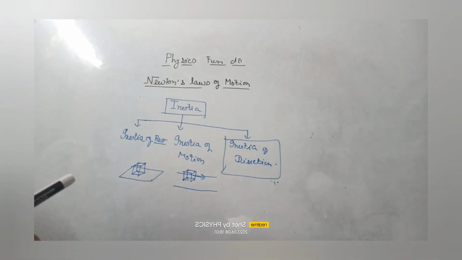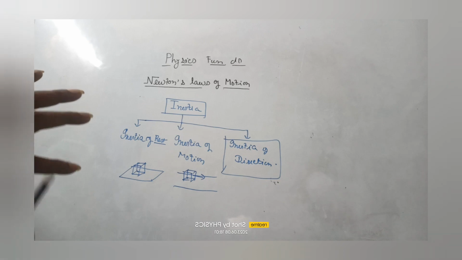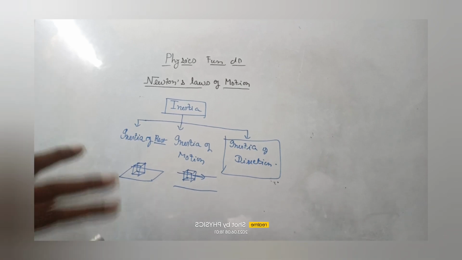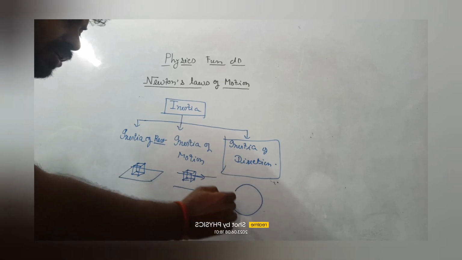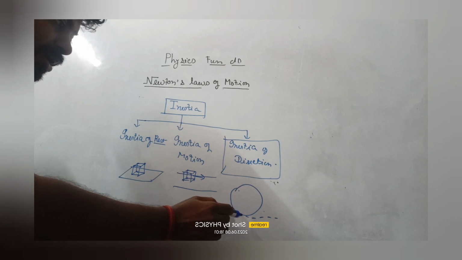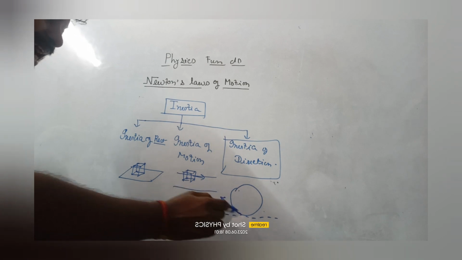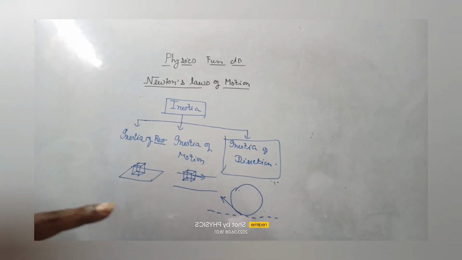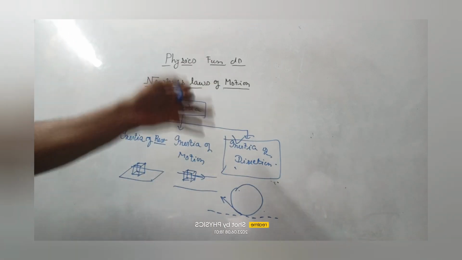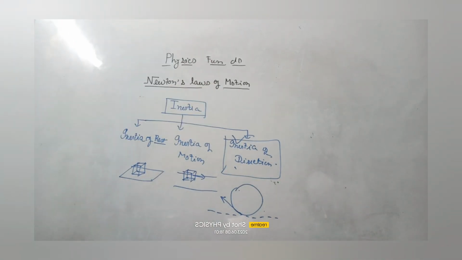Or I will take another example. Consider moving on a muddy path, an extremely muddy path. When the wheel is moving on the muddy path, the mud will be deflected along the tangent of the wheel. This is also the inertia of direction. Okay, now let's move to another concept.